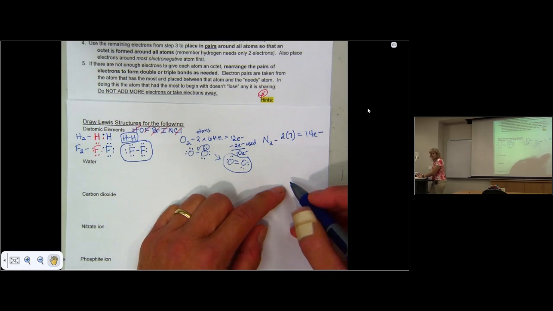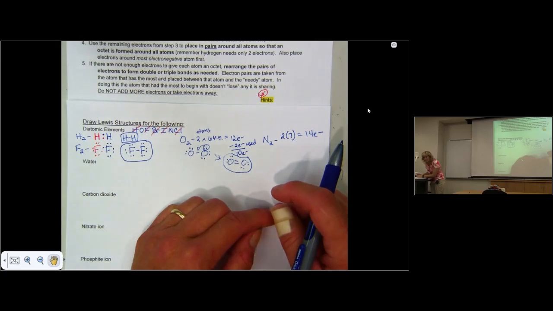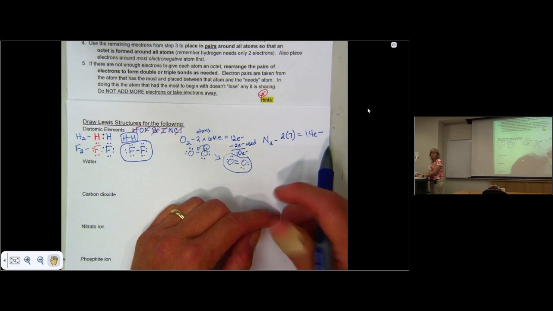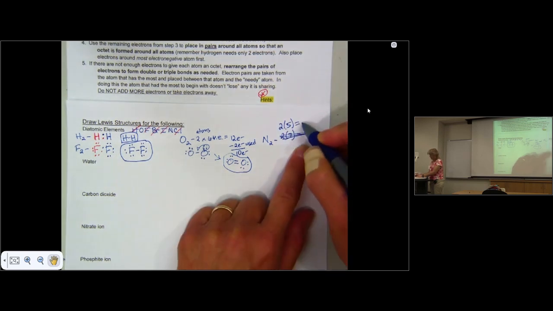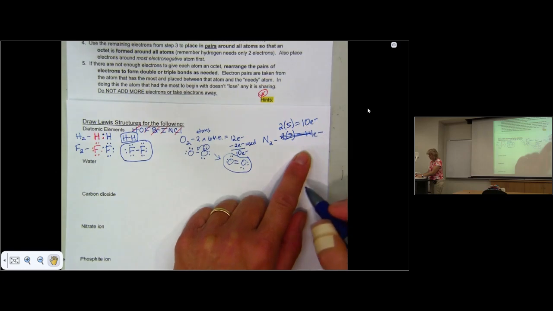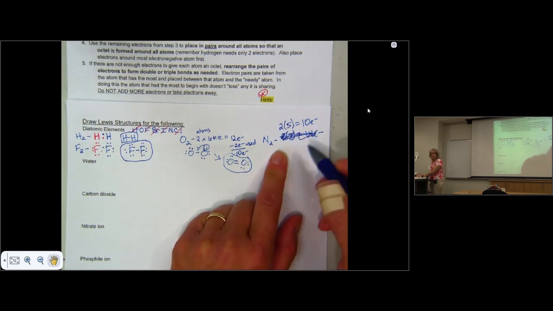Do you get 14 electrons total? Do you see that? That's not right. You better be saying no. It's wrong. What should it be? 2 times 5. Good. Wake up. 10 electrons total. That's what you should get.